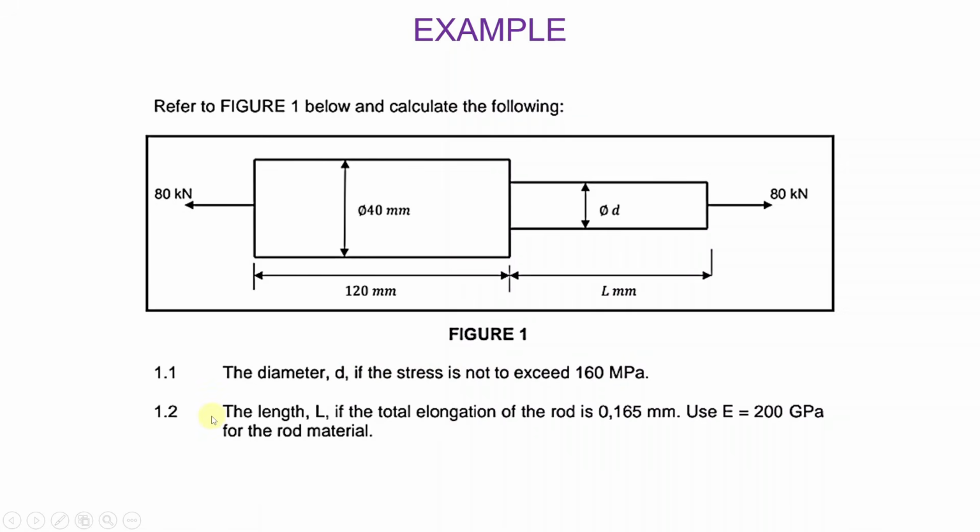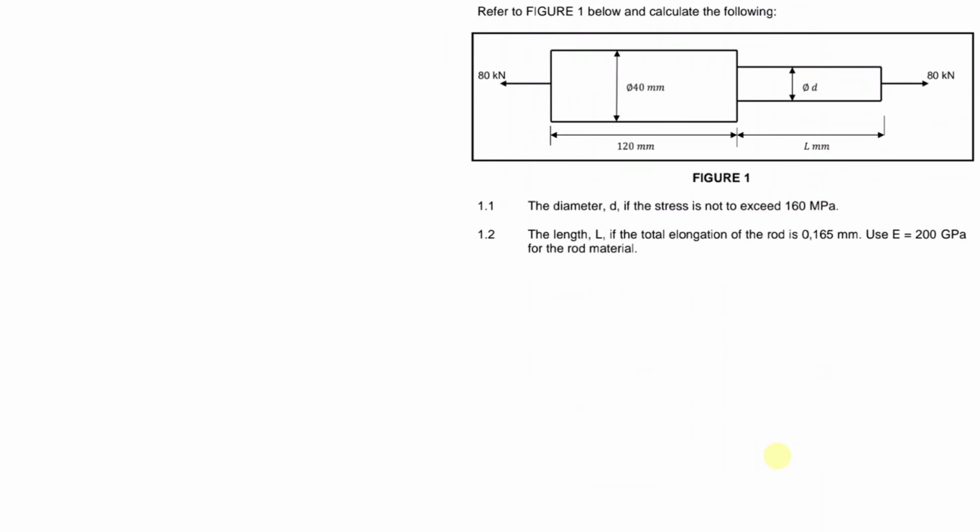Now for question 1.2, they want you to find the length L if the total elongation of the rod is 0,165 millimeters. The length L is the length of this segment here. You can see it's written L millimeters. The length of this segment, that is what they call L. But they gave you the total elongation due to these forces. The total elongation is 0,165 millimeters. They gave you the Young's modulus of the material as 200 gigapascals. So let us go ahead and try to do this question.